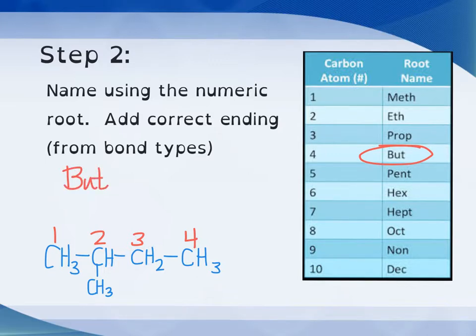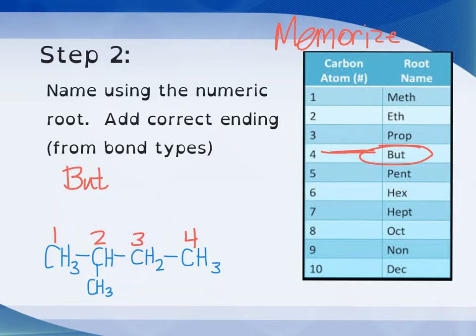You're going to need to memorize this list. You will need to be able to count through it in your head. So meth, eth, prop, but, pent, hex, hept, oct, non, and dec. So methane, propane, butane, that's where the name comes from. So in our example, we have a 4-carbon root, so we are going to use but.